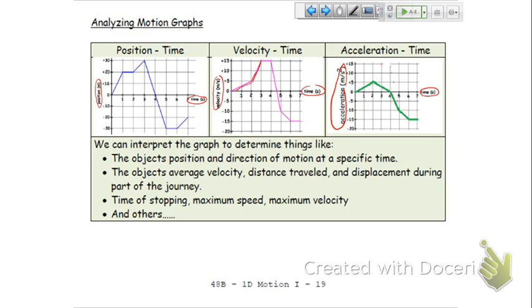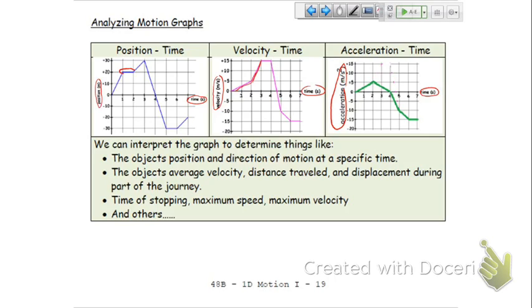I slow down with a negative acceleration of minus 50 meters per second for the next second, and so on.